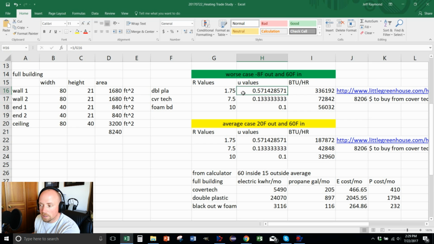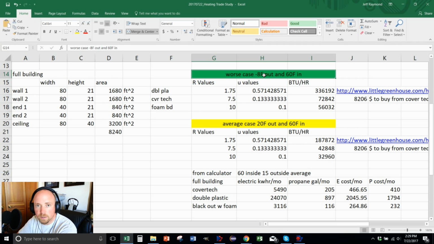And then you can take this U value and type it into the calculator I just showed you, and it'll tell you that you need 336,192 BTU per hour in order to maintain 60 degrees Fahrenheit inside the building and negative 8 Fahrenheit outside the building. So negative 8 was the minimum that we reached last year, which was the worst winter we've ever had. The only thing is, there was one that was a little bit tougher, because the power went out for 8 days, but we have generators now, so on that side of things it's pretty good.